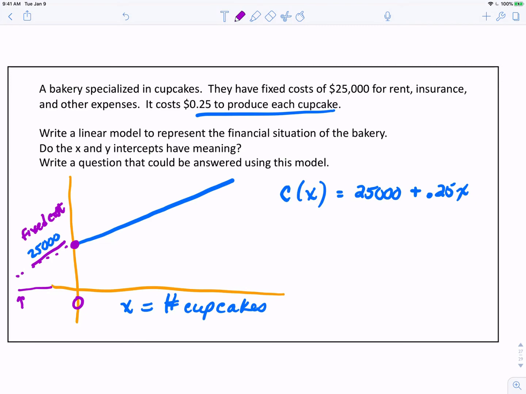Questions that we could answer using this model. Well, suppose we wanted to know when their costs reached a certain value, like when would their costs reach $30,000? We could figure that out. We could also answer questions like, how much will it cost to produce 1,000 cupcakes? So any question that involves cost or number of cupcakes is a question we could answer using this model.